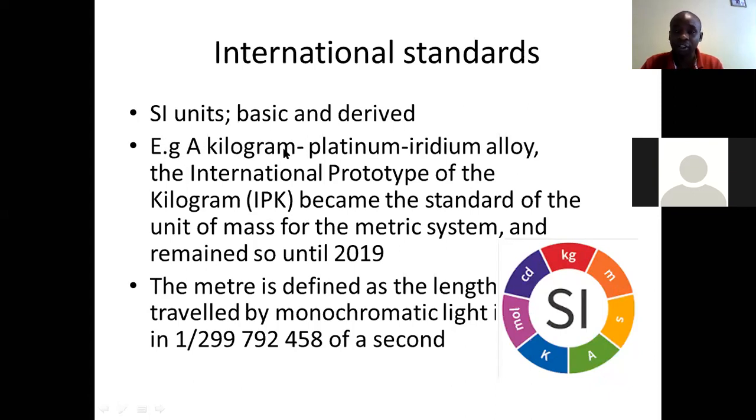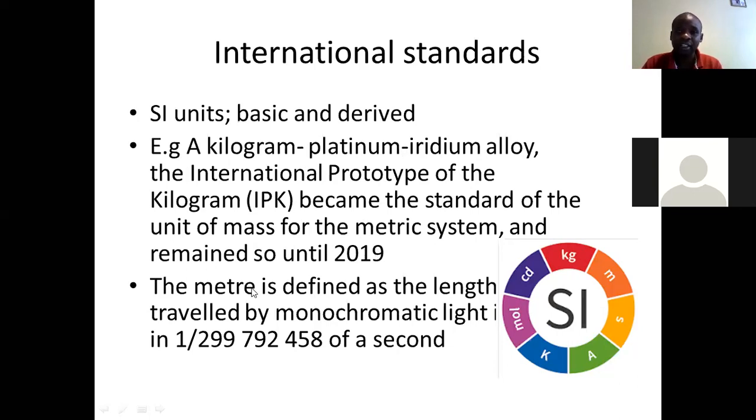For instance, when you talk about a kilogram, which is the SI unit of mass, it is usually a particular mass of platinum iridium alloy, which is kept somewhere in Paris. A prototype of that is what is usually taken out by different countries to be used. So these artifacts, platinum iridium alloy, have been used to standardize what you are calling a kilogram. However, this was discontinued in 2019, whereby there is a new definition of a kilogram in terms of light and also the Planck's constant.